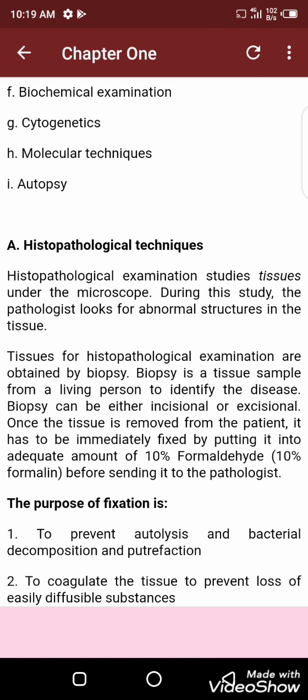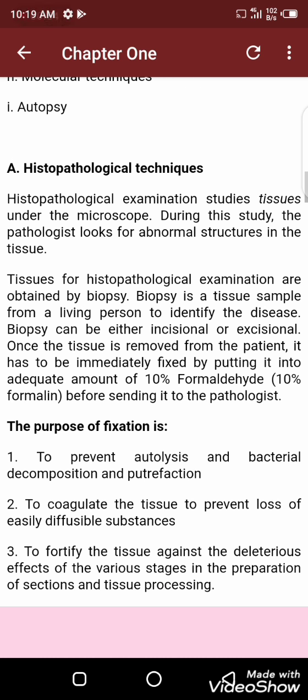Tissues for histopathological examination are obtained by biopsy. Biopsy is a tissue sample from a living person to identify the disease. Biopsy can be either incisional or excisional. Once the tissue is removed from the patient, it has to be immediately fixed by putting it into an adequate amount of 10% formaldehyde, 10% formalin, before sending it to the pathologist.